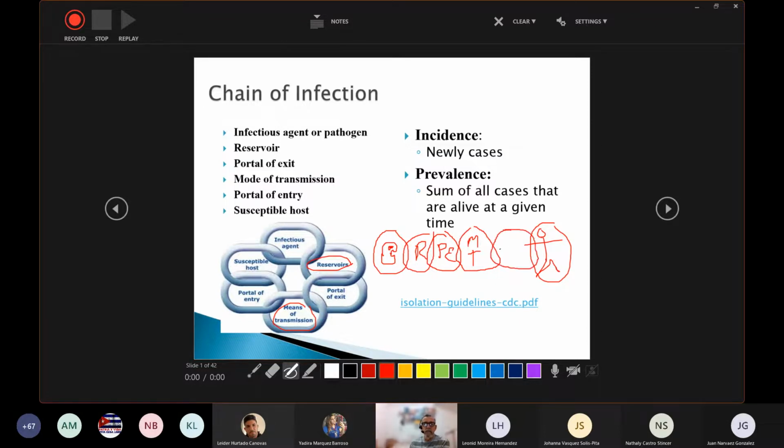The next link is the portal of entry. So there is a door to leave and a door to enter. Obviously, it is the portal of entry of the human. The most common portals of entry are the mouth, the nose, the eyes. Also, the genitals and the anus are very common portals of entry. Why are those structures such common portals of entry?